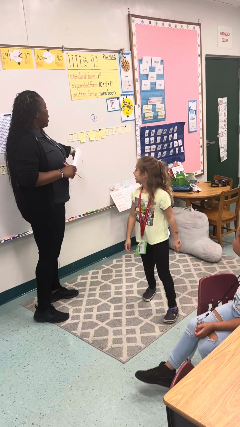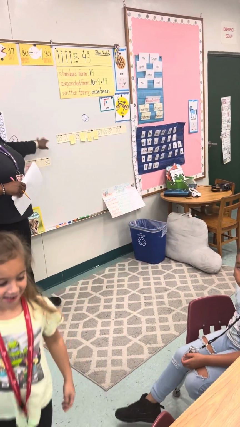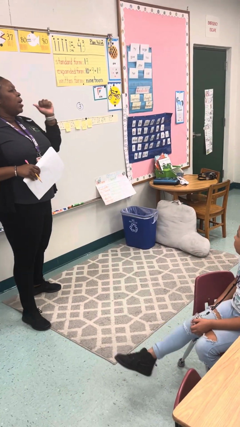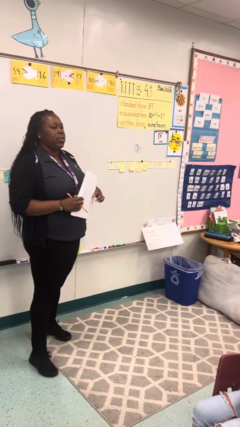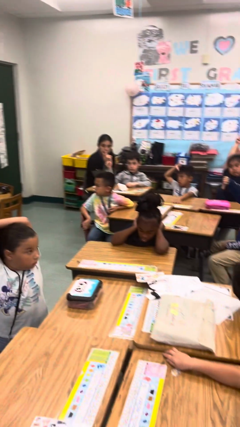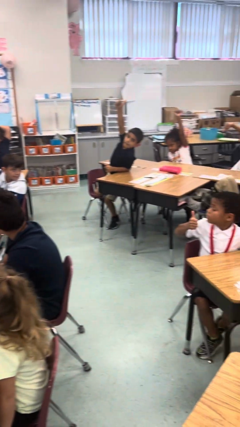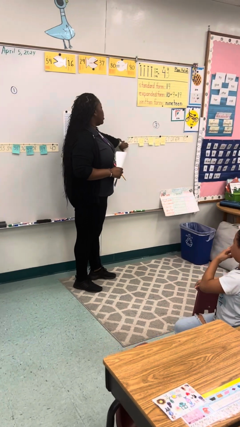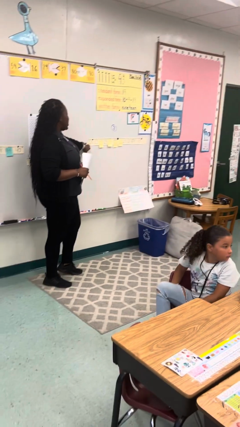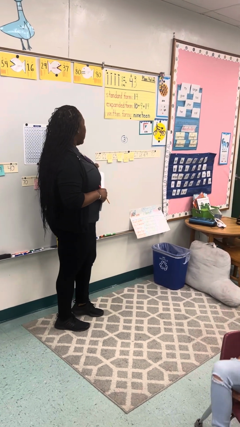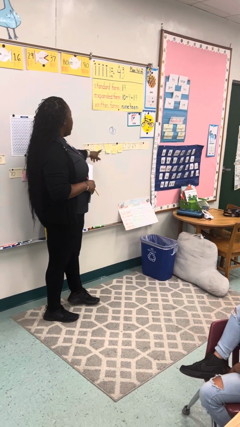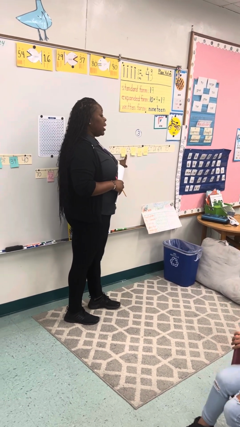All right. Everybody look at this number line. Look at the numbers. Give me a thumbs up if you think it's correct or a thumbs down if you think it's not correct. All right, let's check it together. It starts at number 60 and it goes all the way to number 70. Let's count it together. 60, 61, 62.